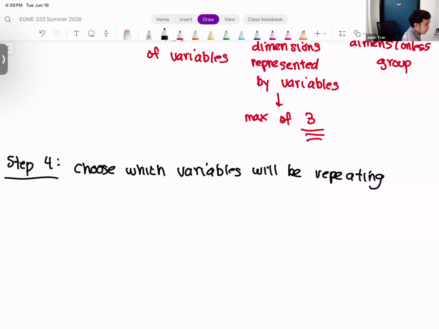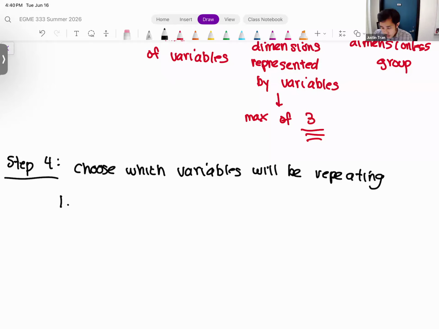So we're going to choose which of the variables in our experiment or in our system are going to have to repeat. And so they're going to have to show up in multiple dimensionless groups. Now you have a lot of freedom in step 4 here. There's more than one way to go about Buckingham pi and the method of repeating variables. But there are certain combinations and selections that are going to make things easier for you. So there are 3 criteria for choosing the variables that are going to be repeating.